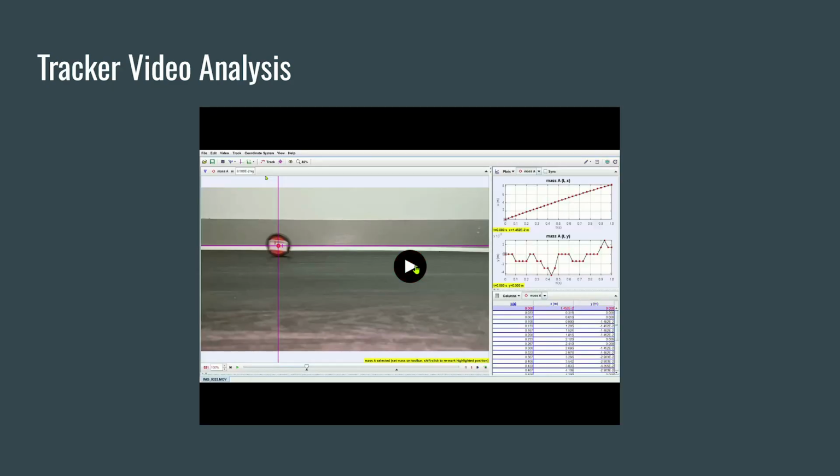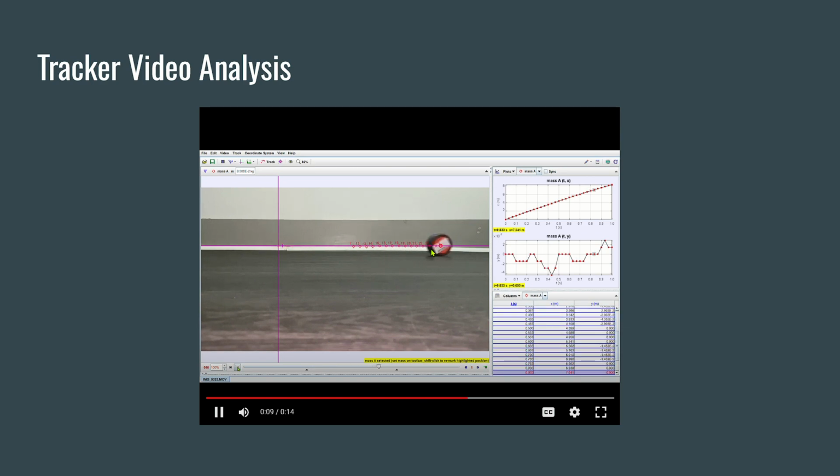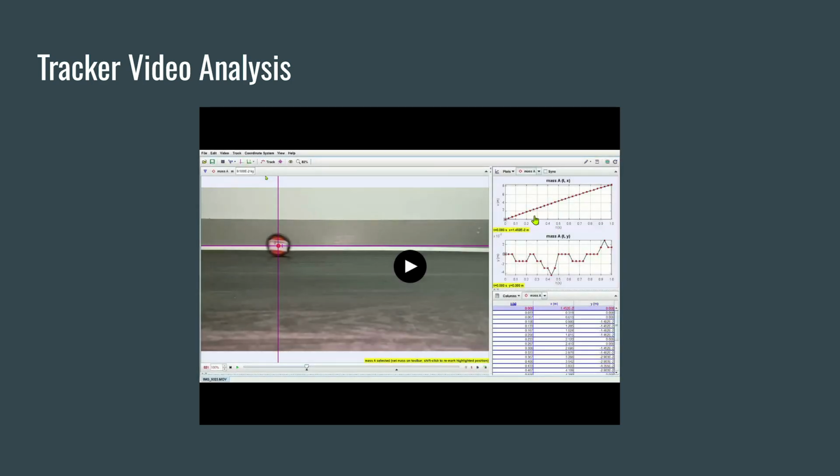And here's a video showing the Tracker analysis of the container in motion. As you can see, the container moves from left to right, which means the position will be measured in the positive direction. And I set the origin to the center of the container. As you can see over here in the graph, as time increases, position also increases, resulting in the positive slope.